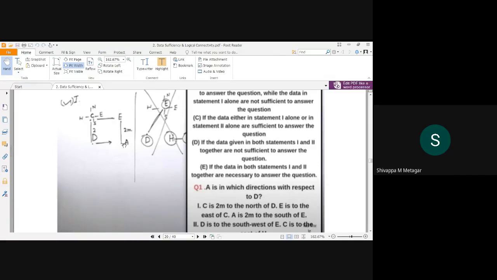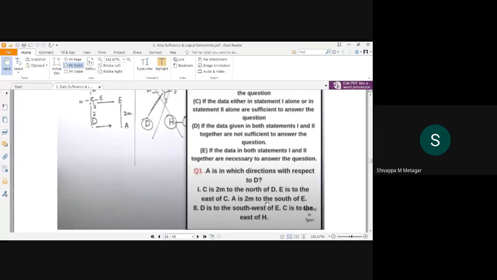Okay, statement number 1. Whether it is possible to find out the answer based on the given statement? See, what is our question? A is in which direction with respect to D? We have to find A and D. Here D is there, here A is there. Then we can easily find out the direction from D to A directly. Okay, the first is okay. Now go to the second statement: D is to the southwest of E.